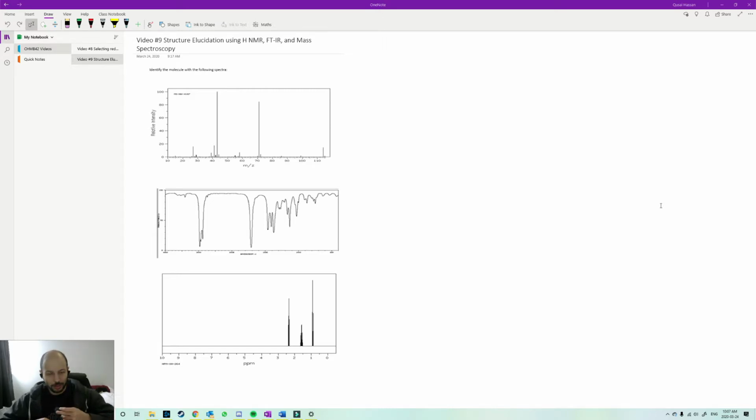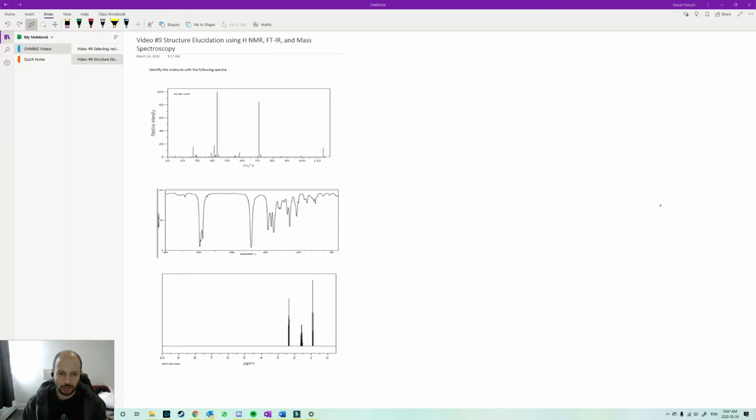So here we are. The purpose of this video is to figure out the structure of the compound that gives the following mass spectrum, FTIR, and proton NMR. I'm going to try to go through how I usually think about these problems, and then we'll see how it goes.